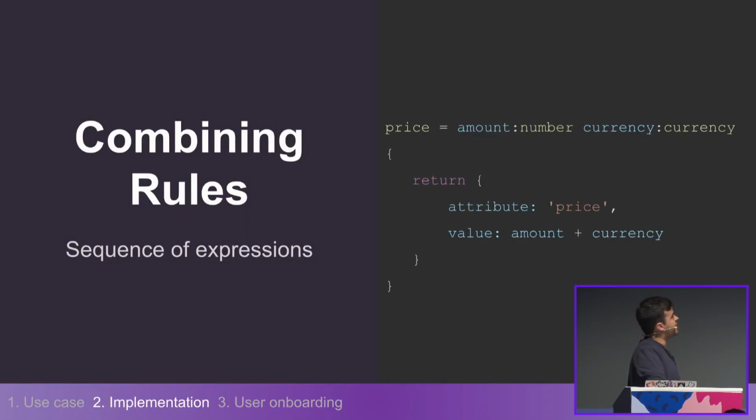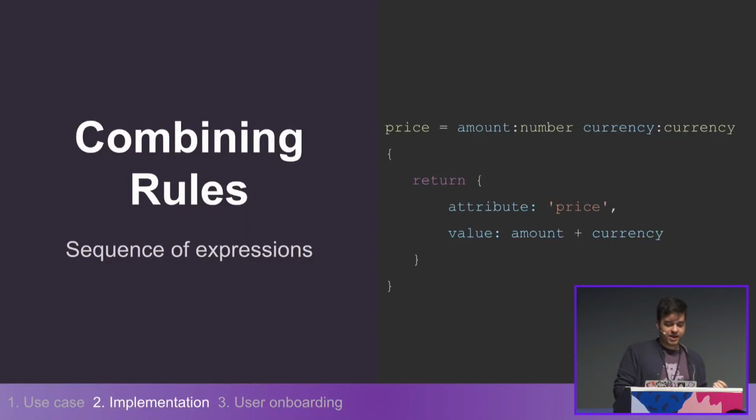So another way to combine different rules is to put them in sequence. So here, if I want to define a price, I just need to define first what a number is, and then what a currency is. So number will be any integer, and currency would be euro, dollar, pound, anything you would want to. And from that sequence of characters, my parser will try to match both.